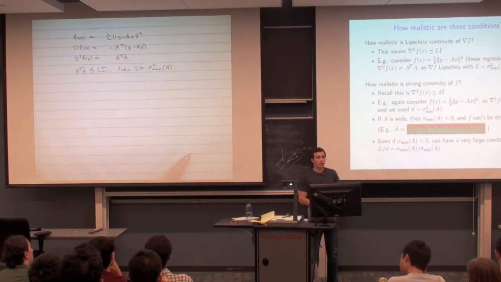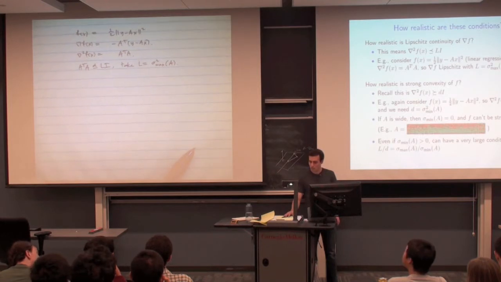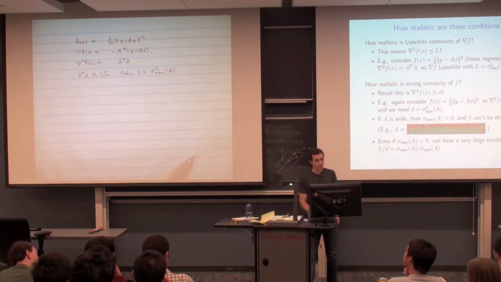Okay. So if we knew what the largest singular value of A was, or we roughly knew what it was, we could take a constant step size that was 1 over that, and then we get the gradient descent rate. If we didn't know what it was, we could use backtracking, and we would still get the same rate. So that's good. At least it's true for the least squares loss.